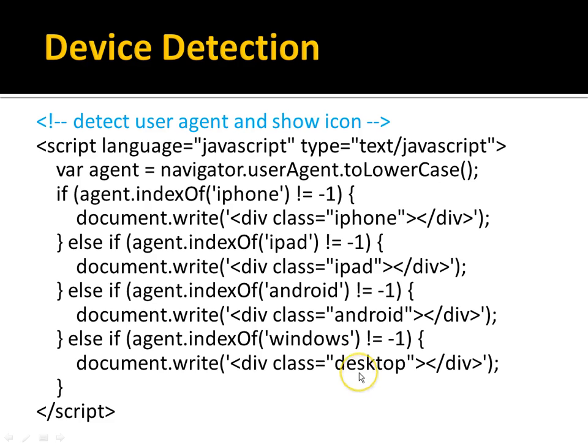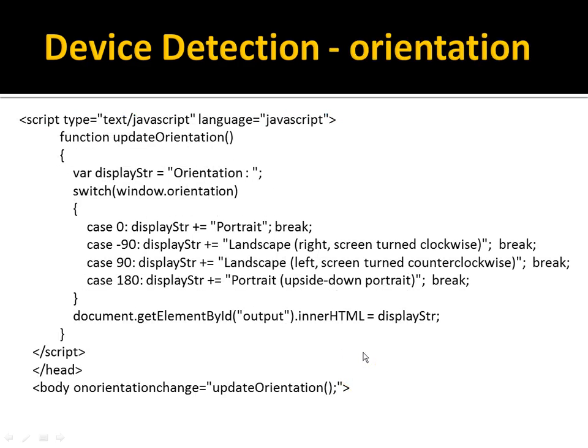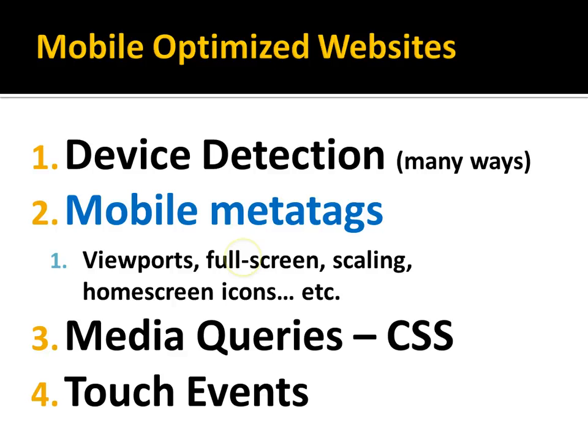So pretty simple. You can also detect orientation using JavaScript, and here's where we're updating the orientation, finding out what the orientation is, and then it gives us a number if it's 0, -90, 90, 180, and it tells us what orientation we have. And this works quite well on an iPad or an iPhone.